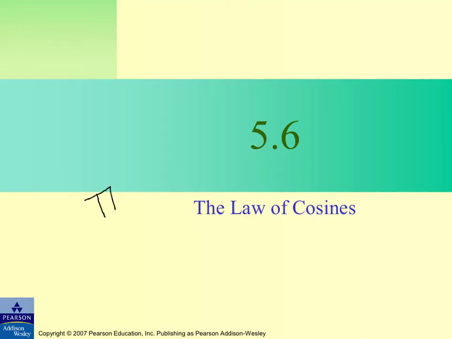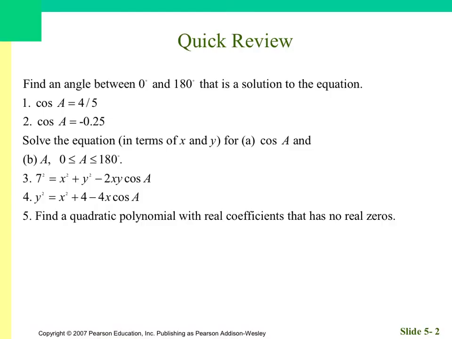Alright guys, today's goal: the learner will understand and know how to use the law of cosines. So find an angle between 0 and 180 that is a solution to the equation. So do the inverse. Inverse cosine of 4/5 is 36.87. The inverse cosine of negative 0.25 is 104.48.